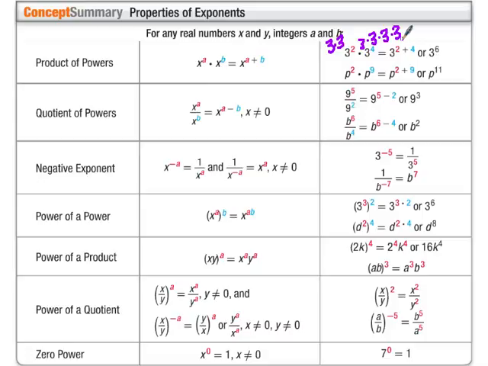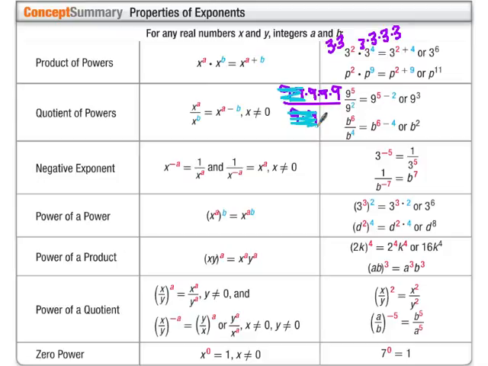The quotient of powers. Same thought, except instead of adding exponents, you subtract them. And once again, if you forgot that come test time, you have 9 to the 5th, which means 9 times 9 times 9 times 9 times 9, all divided by 9 times 9. What you can do is cancel out 2 of the 9's. And so then that leaves you with 9 to the 3rd power.